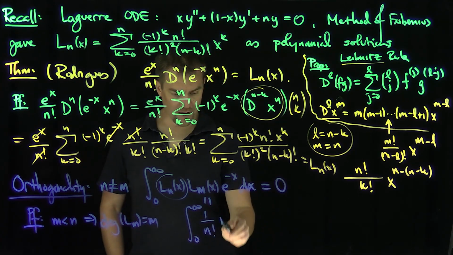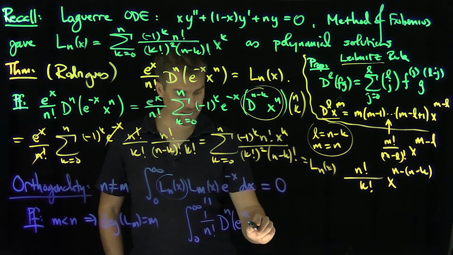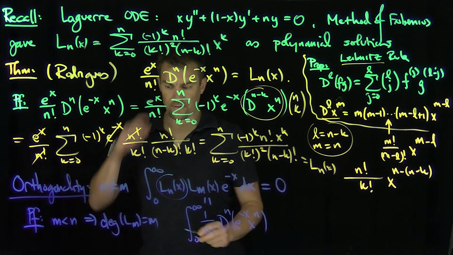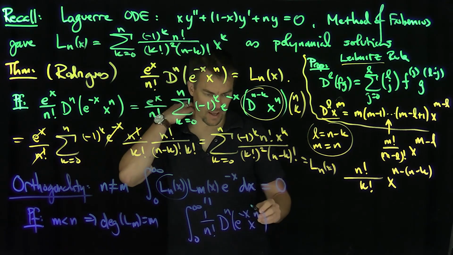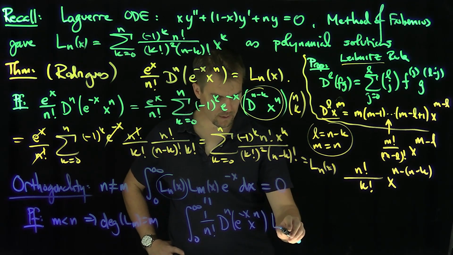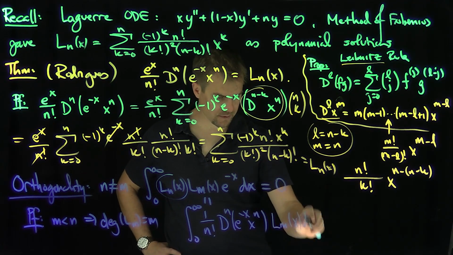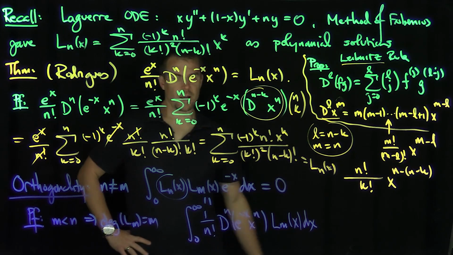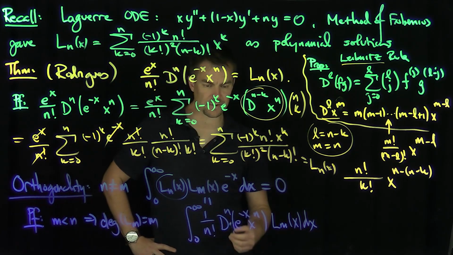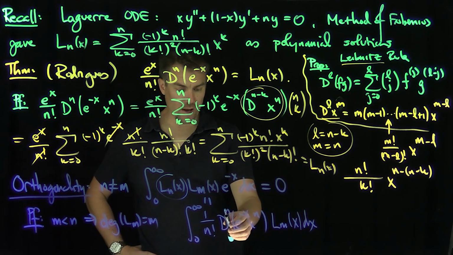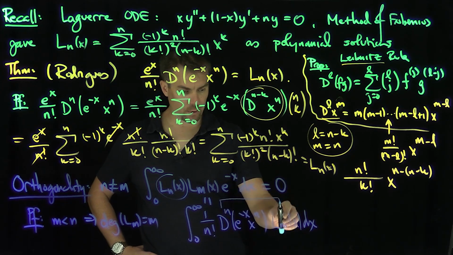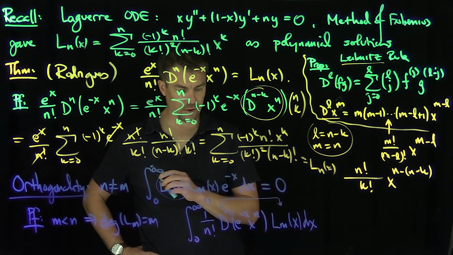Then I'm going to have a d^n, n derivatives over here, of e to the negative x times x to the n. And then I have an lm of x dx. Okay, great. And so now here's a beautiful thing over here. What's going to happen is I can integrate by parts, right? Every time I integrate by parts, I take a derivative over here and put a derivative over here. That's the foundation of integration by parts.